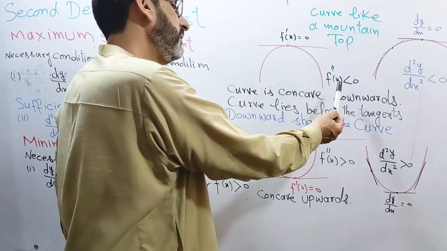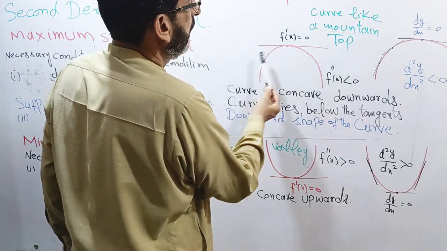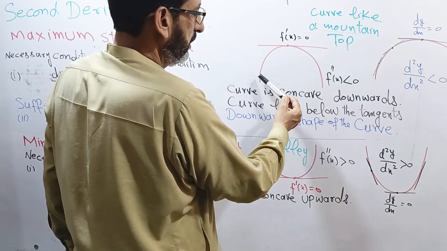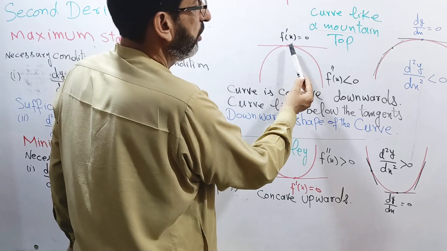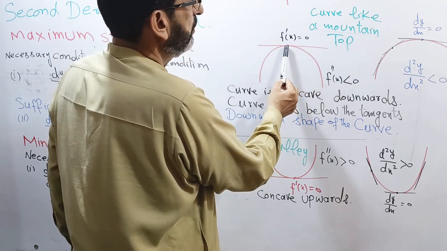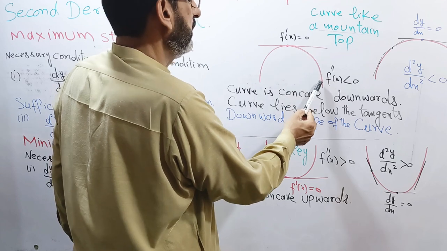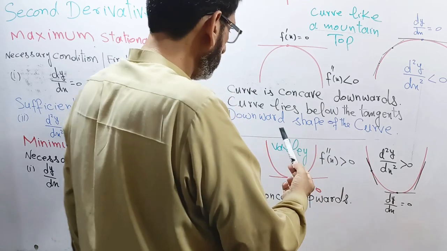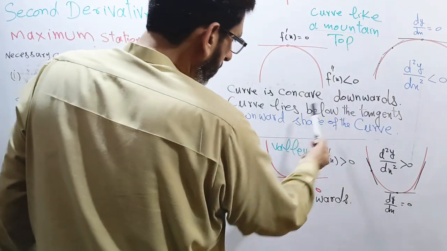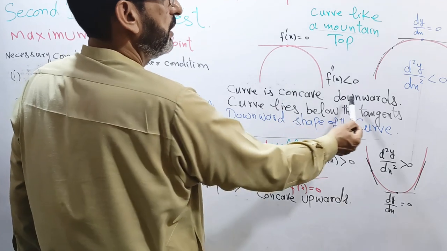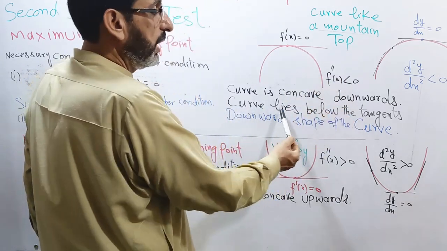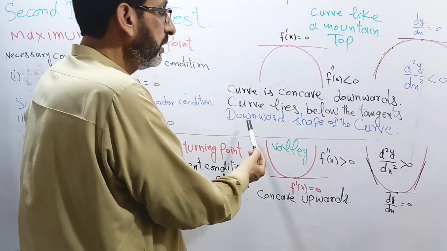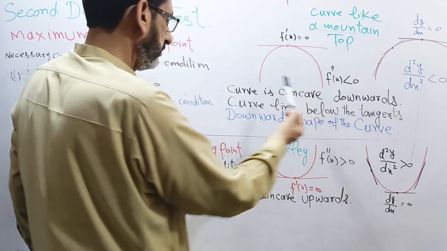Why the second derivative is negative? Actually, on the left side of this point, first derivative is increasing with decreasing rate, and on the right side first derivative is decreasing with increasing rate. That's why second derivative is negative. And these are very important results of this curve. Curve is concave downwards. Curve lies below the tangents. Downward shape of the curve.